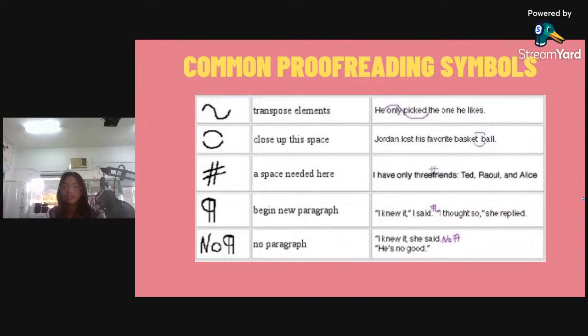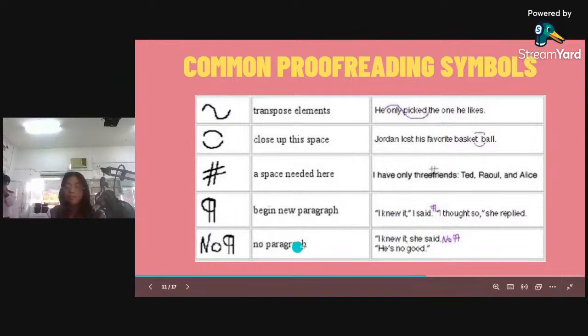Meaning if we were to accidentally forget to add a space between two words, they're going to put a hashtag in between those two words. Then, second to the last, we have begin a new paragraph. Meaning if your explanation is not fully tackled, they would put this sign at the end of the paragraph asking you to make another paragraph explaining this certain topic. After this, we have NOP, which is basically no paragraph, meaning you don't need to add another paragraph afterwards.